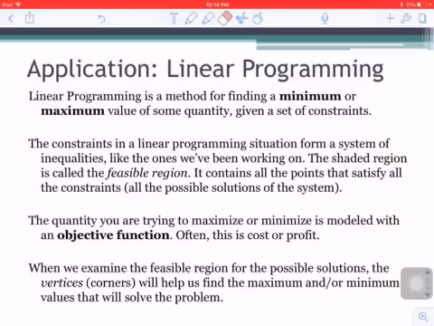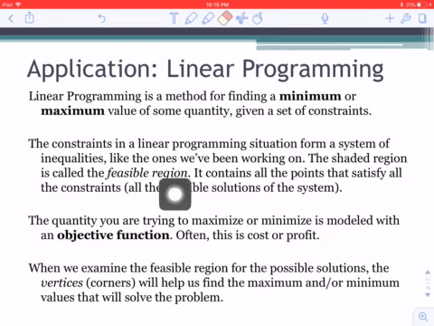So linear programming is a method for finding a minimum or maximum value of some quantity given a set of constraints. The constraints in the linear programming situation form a system of inequalities. Basically, it's the same stuff we've been doing. And the shaded region now we're going to call the feasible region.